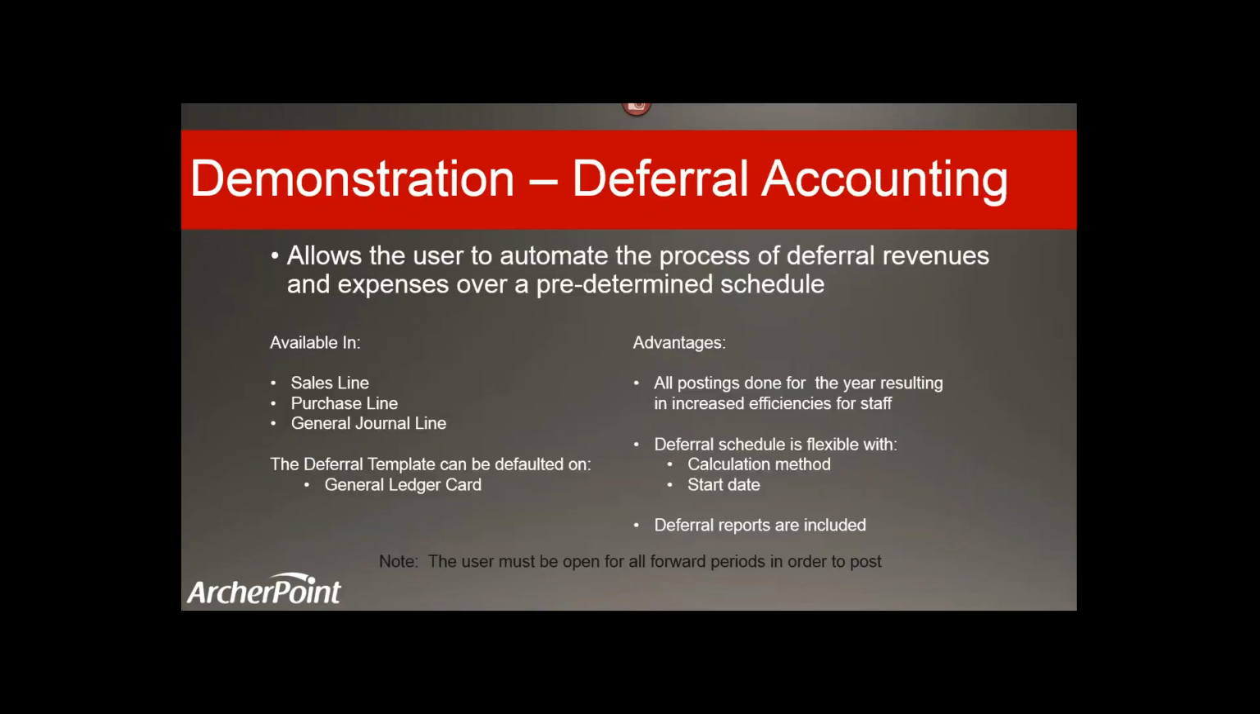The next topic that we're going to get into is called Deferral Accounting. This new feature allows the user to automate the process of deferring revenue and expenses over a predetermined schedule. So this basically allows you, if you've got revenue coming in that you want to even out for the rest of the year, in one posting, you can do this. This is available in sales lines, purchase lines, and the general journal line.